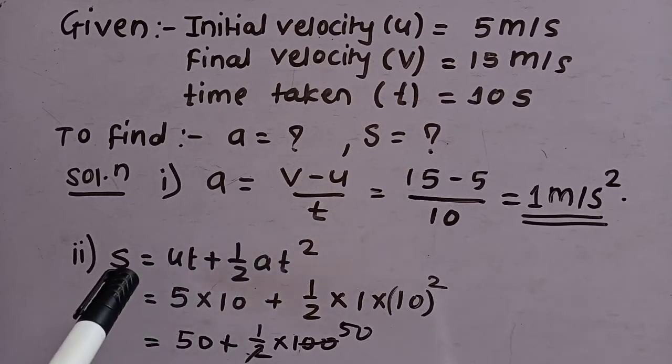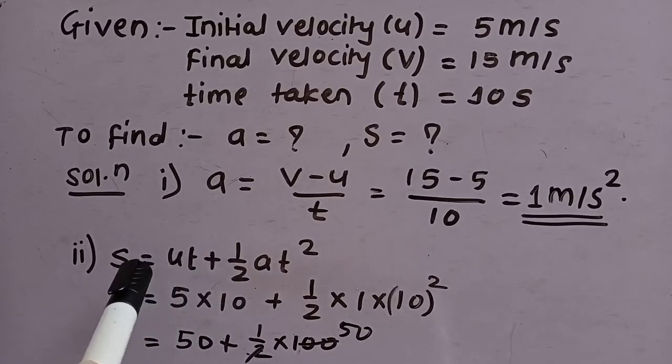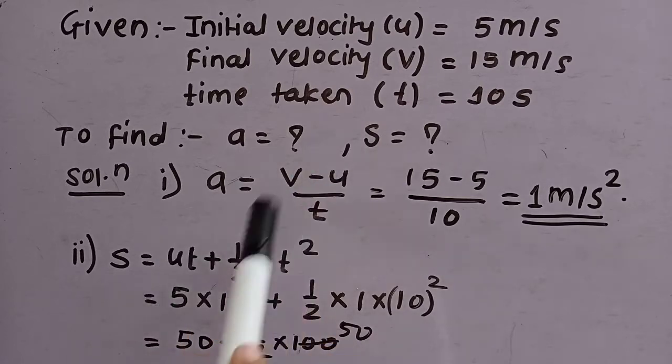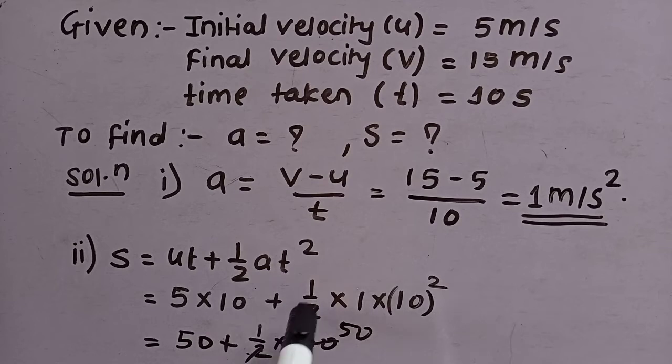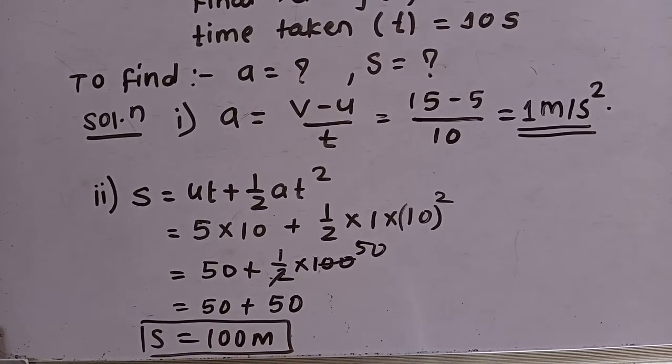Then what about distance? So here we have to use the second equation of motion, that is s is equal to ut plus half at square. So ut plus half at square means u is 5 into t 10 plus half into a is 1 into 10 square. So 5 into 10 is 50, plus half into 10 square 100. So half into 100 means 50. So 50 plus 50 is equal to 100 meter. So distance covered is 100 meter. You have to write the statements for these two.